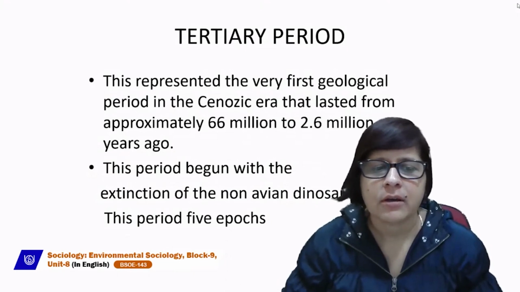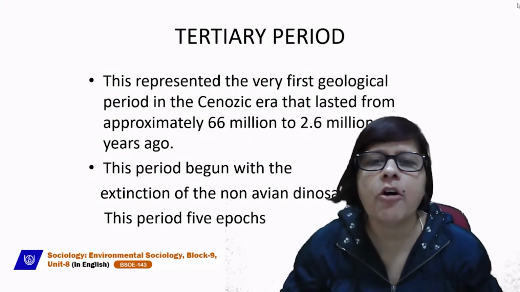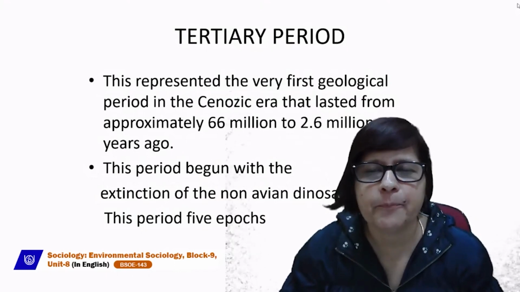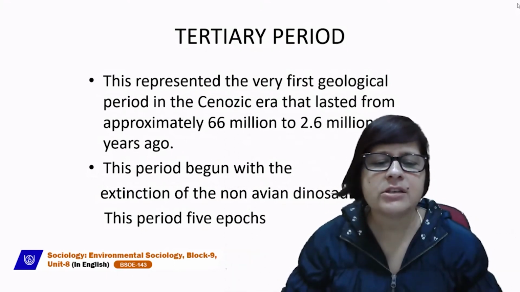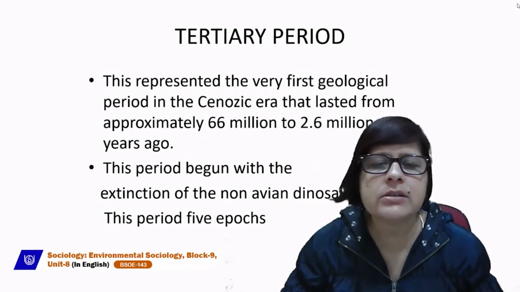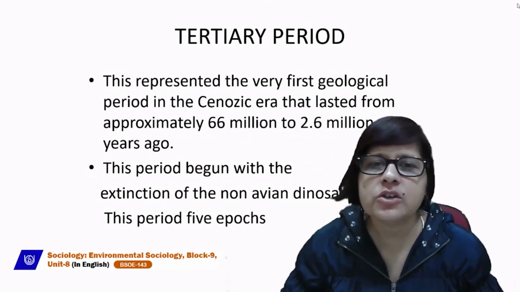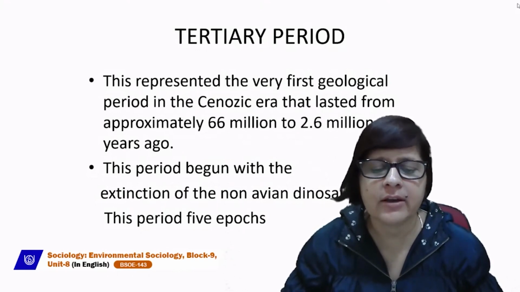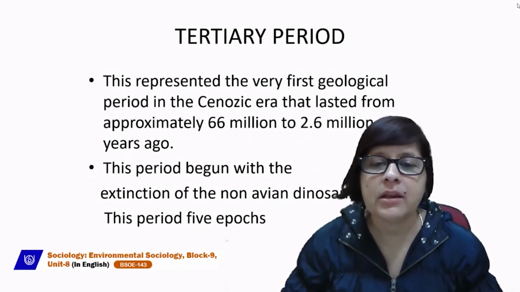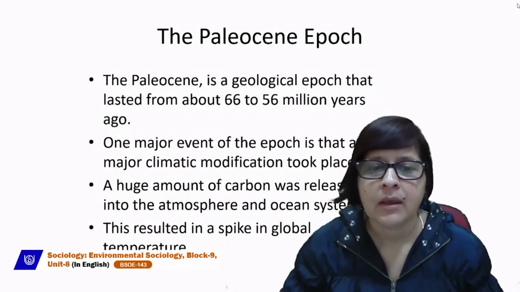The Tertiary period represented the first geological period of the Cenozoic era, and it lasted from approximately 66 million to 2.6 million years ago. This period began with the extinction of non-avian dinosaurs, and this period further has five ages or epochs. That is the Paleocene epoch.